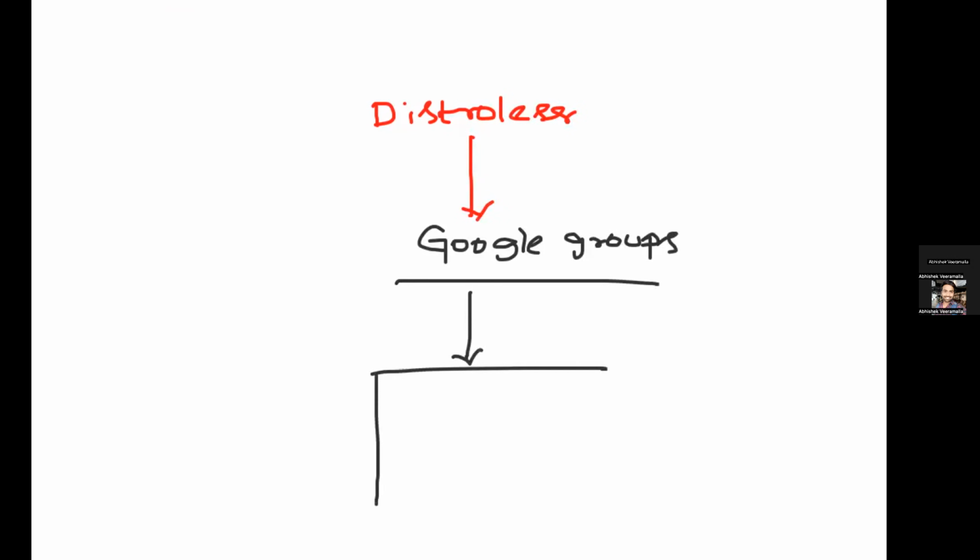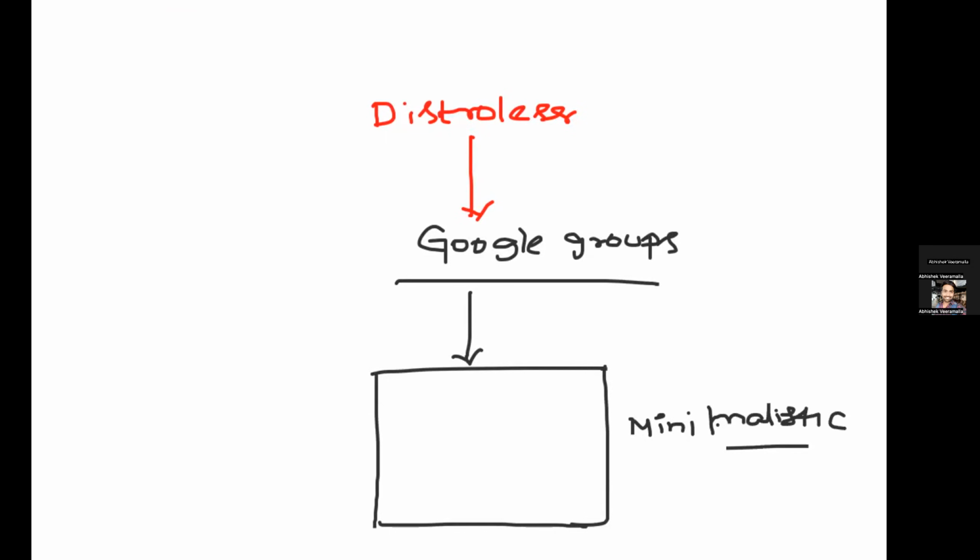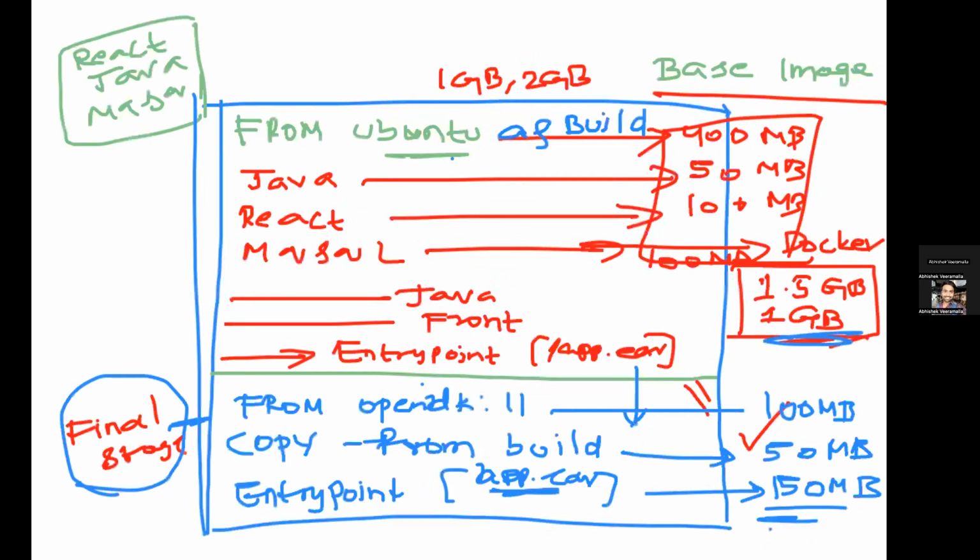A distroless image is basically a very minimalistic image that will hardly have any packages. For example, if you choose a Python distroless image, and don't worry, I'll show you where you will get these distroless images, this Python distroless image will only have the Python runtime. Like in the previous example I explained, I will choose an OpenJDK distroless image, and like I told you, this will be only 100 MB because it only has OpenJDK.